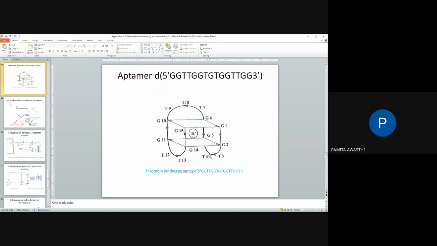Further modification of this 15-mer oligonucleotide, or you can say the TBA aptamer, will fold into a G quadruplex under well-defined conditions, which has been exploited to develop optical and electronic sensors, which range from potassium sensors to protein sensors to nucleic acid sensors. So a variety of sensors are being designed using this as a base model. I would be discussing all these things in my next slides.